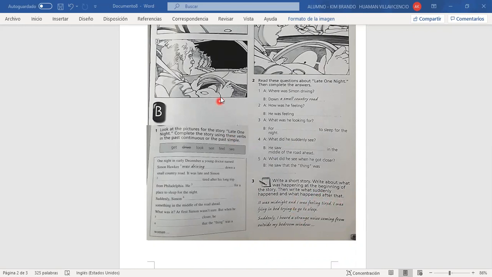Cuando empiece la historia de aquí. Luego, escribe lo que ocurre, ¿no? Lo que ha ocurrido después de eso. ¿Qué habrá pasado? ¿Qué habrá hecho? ¿No? Este es un comienzo, ¿no? Luego tú continúas, ¿cómo podría terminar? ¿Qué habrá hecho él que la chica haya visto ahí, ¿no? In the road, en la carretera.